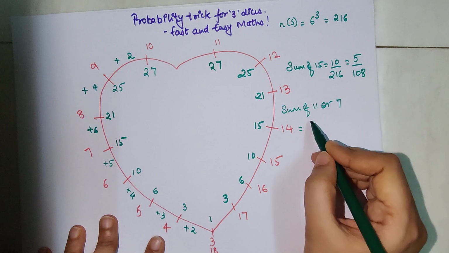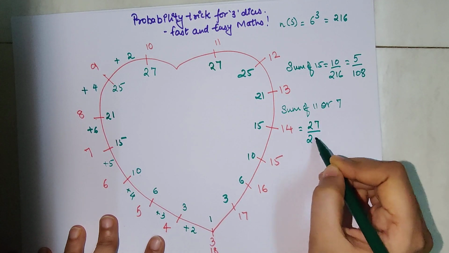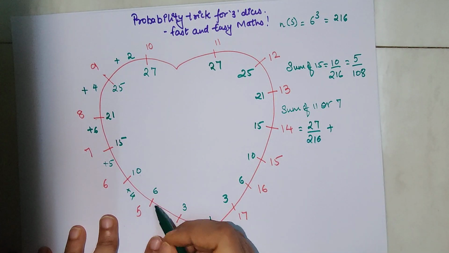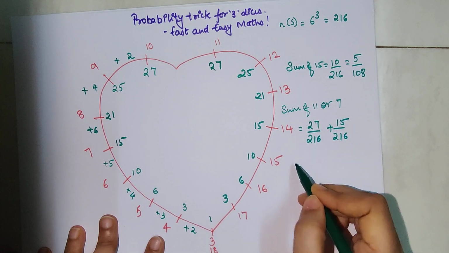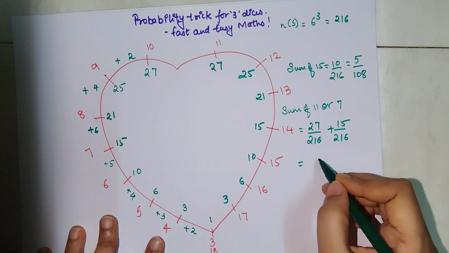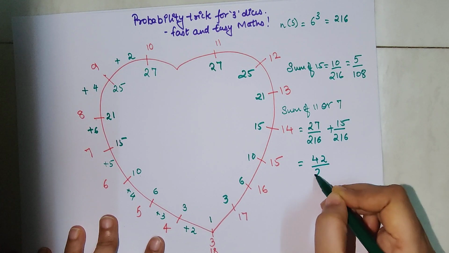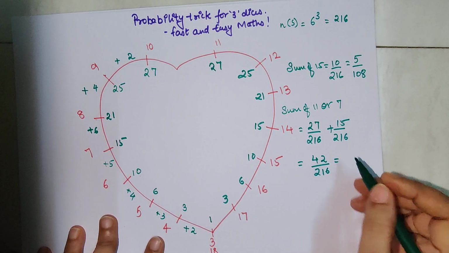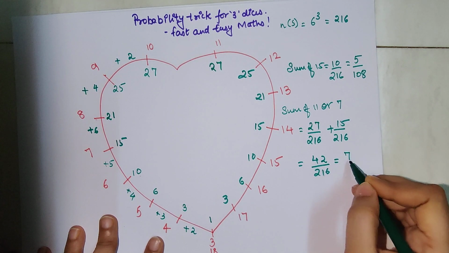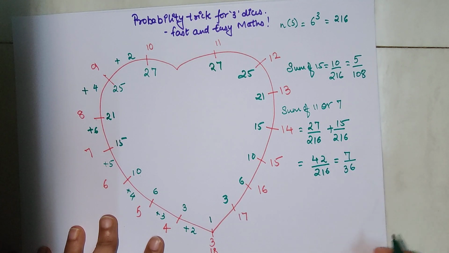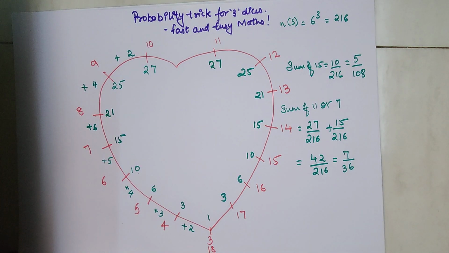So 27 upon 216 plus, for 7, it is 15 upon 216. When you add all of this, you get 42 upon 216, which can be further reduced because both of them go in the 6th table. So you will get 7 upon 36. If you have any doubts, students, you can manually do it and see, this is the best way of solving.